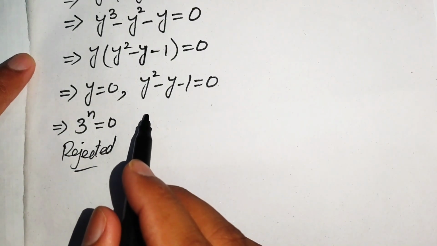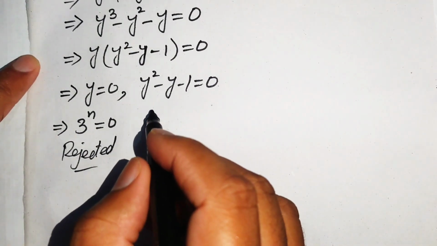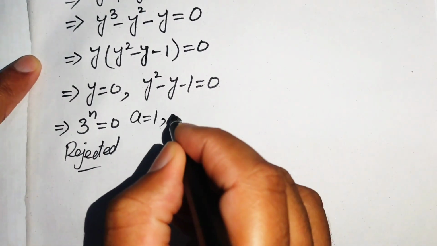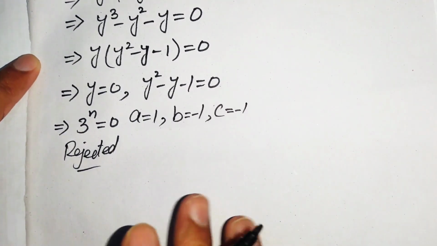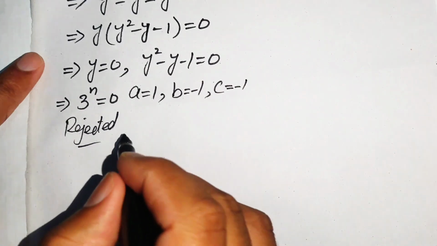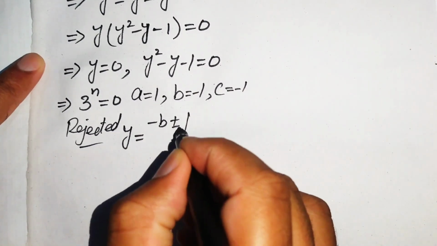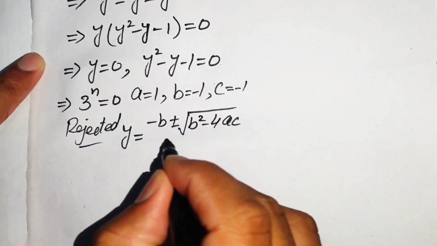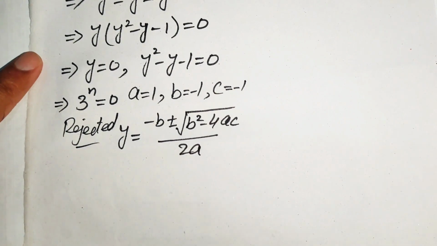And in this case, in order to find the value of y, we first use the quadratic formula, so we will now write the coefficients of this equation: a equals 1, b equals minus 1, and c equals minus 1. And our quadratic formula will be written as y equals minus b plus or minus square root of b squared minus 4ac, divided by 2a.